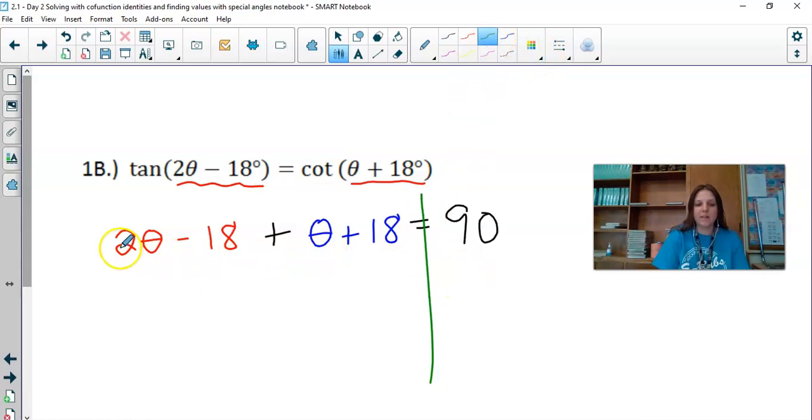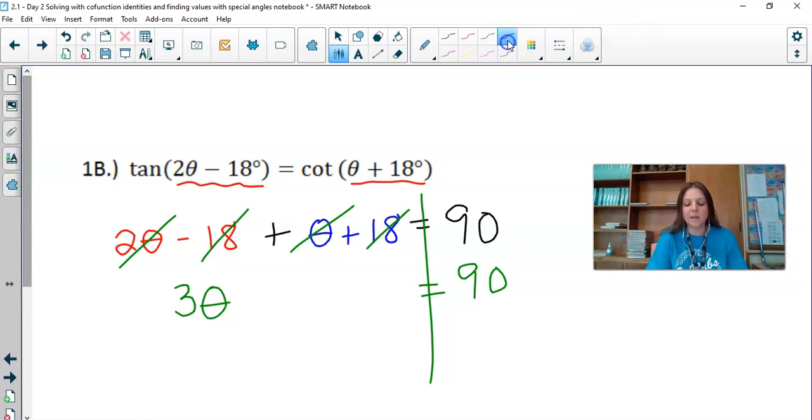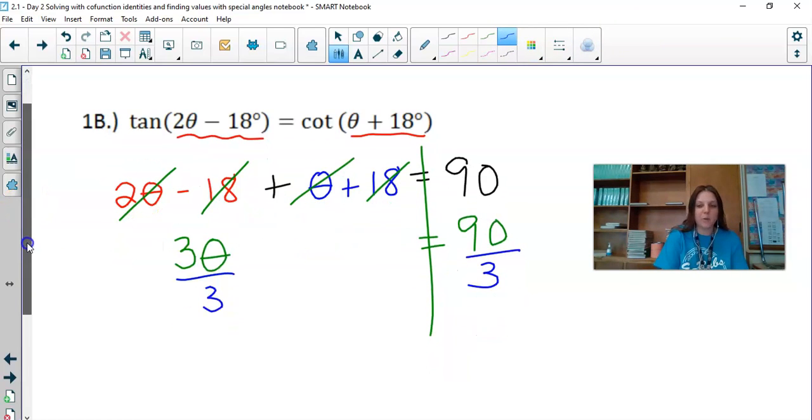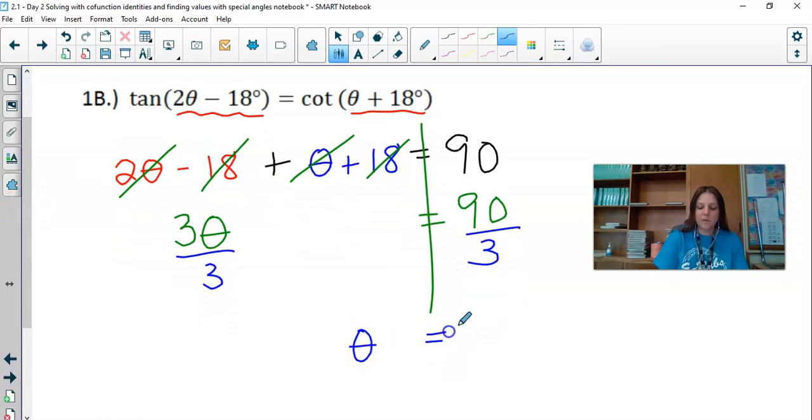I'm going to add up my like terms. 2 theta plus another theta is 3 theta. Now look at this, negative 18 plus 18. That's kind of an interesting situation. Negative 18 plus 18 is equal to 0. Those are just going to cancel each other out, and you still have the equals 90. The last step would be to divide by 3, and theta equals 30 degrees.